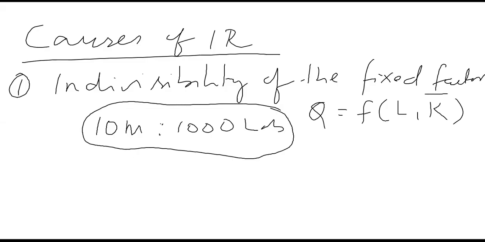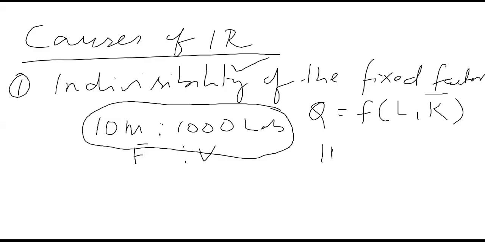This is your fixed factor to the variable factor. So you are creating an imbalance here. For some time the total product will increase, but the rate will start falling. After that there will be decreased productivity. Now, what is the meaning of indivisibility of the fixed factor?